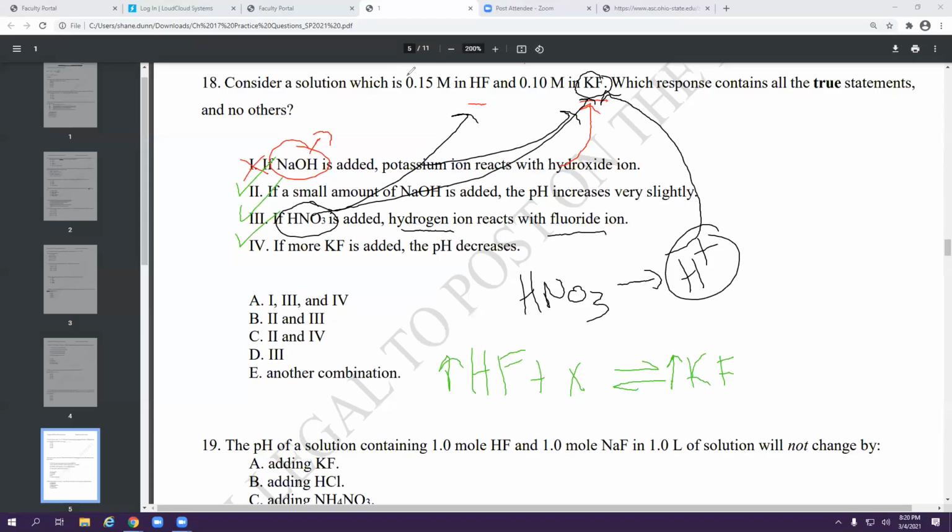You think it's B, you're saying? 2 and 3? No, okay, so if you increase KF, then you would make it more basic, but then if you increase HF, then you would make it more acidic, so wouldn't that balance out? And then it wouldn't change the pH.